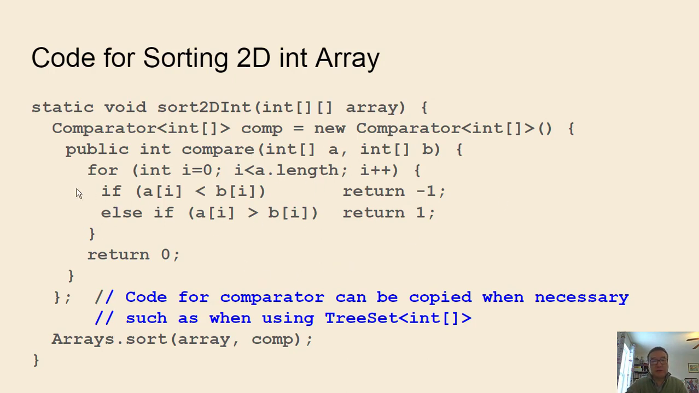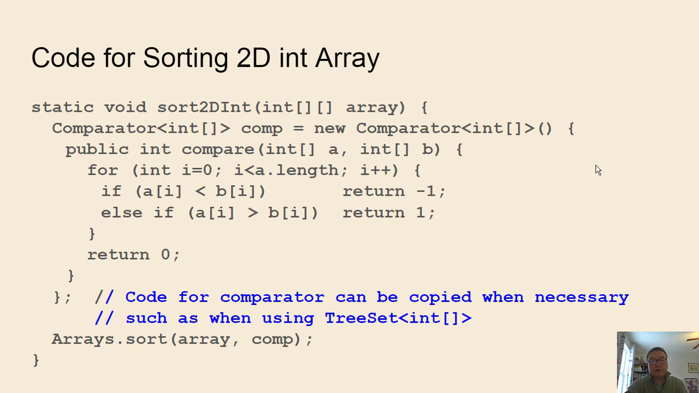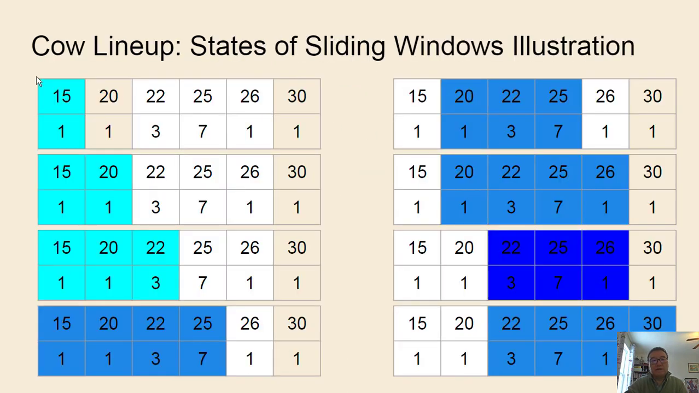This comparator code is in my CP template, and oftentimes I just keep it there, and whenever I need it, I just use the comparator. Once you have the comparator for sorting 2D arrays, simply call Arrays.sort and pass in this comparator. After we read the data, we first sort all the cows, and then this is how the sliding window works.